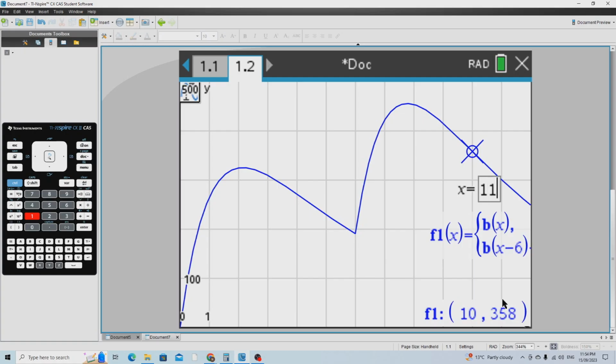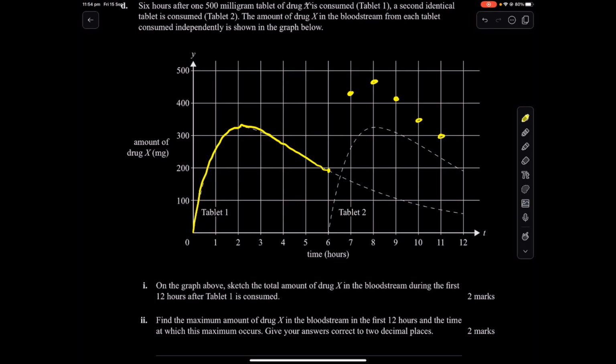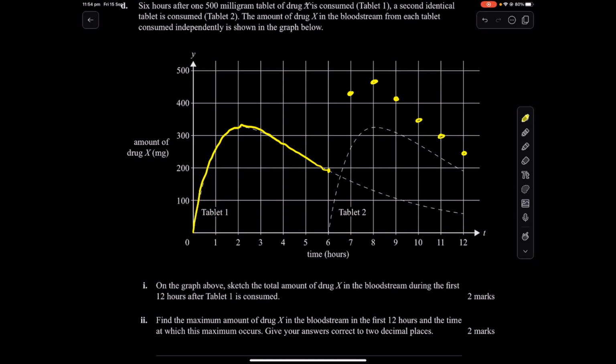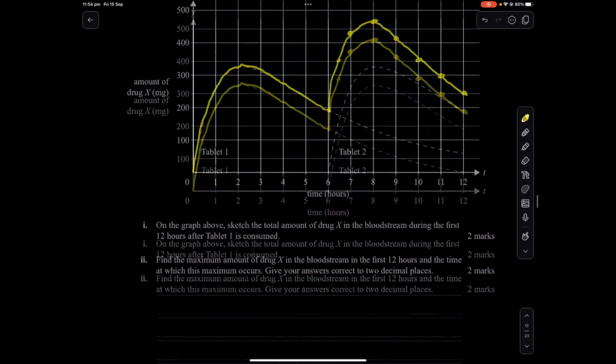What about 11? 300. And what about 12? 250. Around here. And just to double check, what's 6.5? At 6.5, it's 350. Somewhere around here. Perfect. So drawing this on top of this nicely. That's that. Yeah, that's the addition of it. Addition of ordinates.